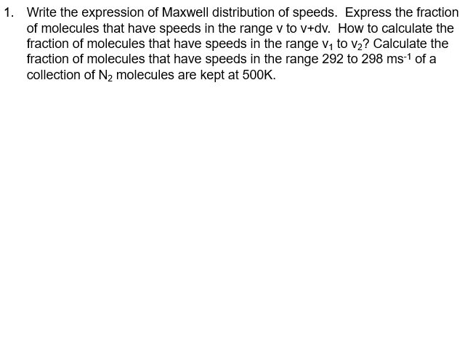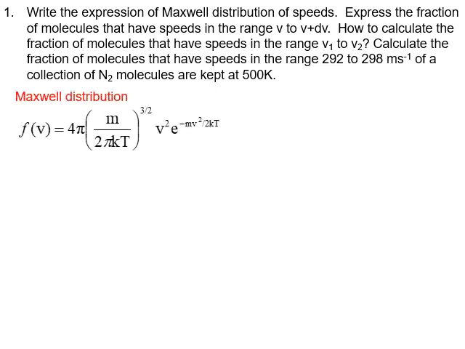Question number 1. This is about how to use the Maxwell-Boltzmann distribution. To write the expression, you just copy this equation, and this equation is about the fraction, F means fraction, of molecules that has a certain speed. For example, what is the fraction or percent of molecules in a collection of molecules that has a speed 40 meter per second? What's the percent?